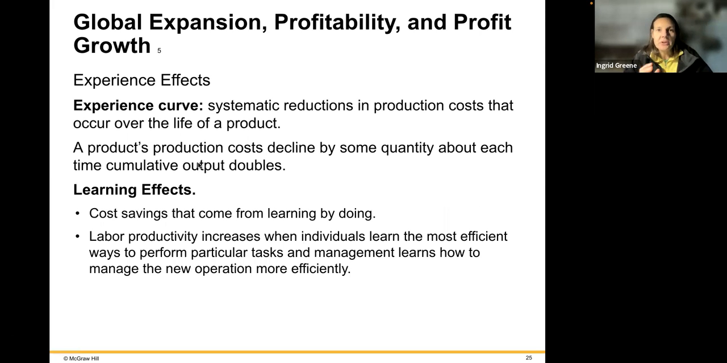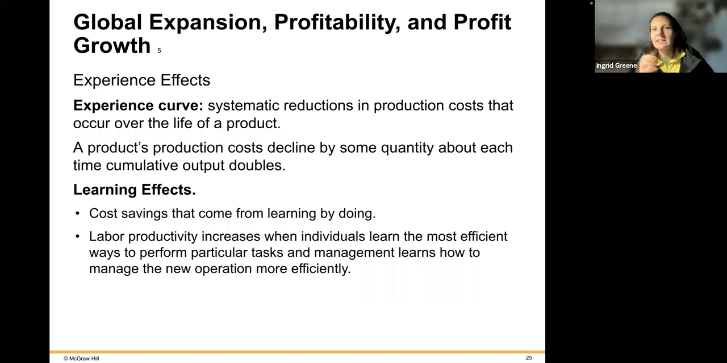So now let's talk a little bit about experience effects and this experience curve, which we'll look at on the next slide. There are systematic reductions in production costs that occur over the life of a product, which again, you'll probably see in your operations course. The production costs decline by some quantity each time cumulative output doubles. So that's pretty cool to see that as we move forward, there are two key pieces that contribute to this experience curve. It's both the learning effects that we'll discuss on this slide, and then on the slide after the next, economies of scale.